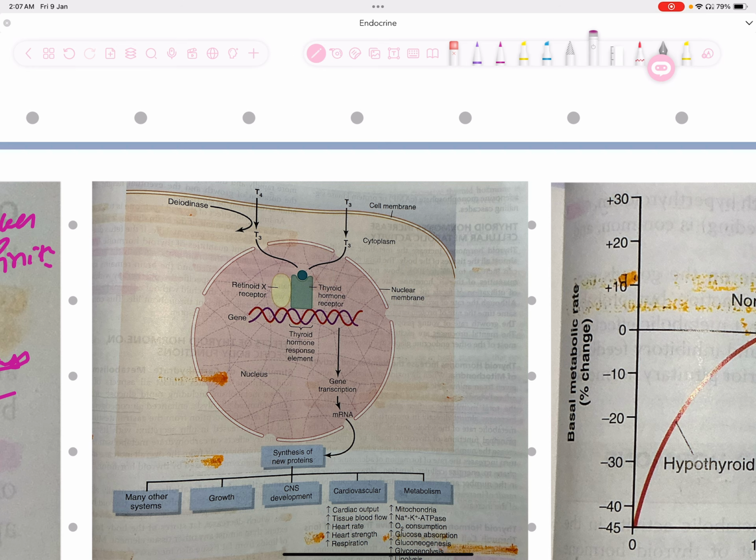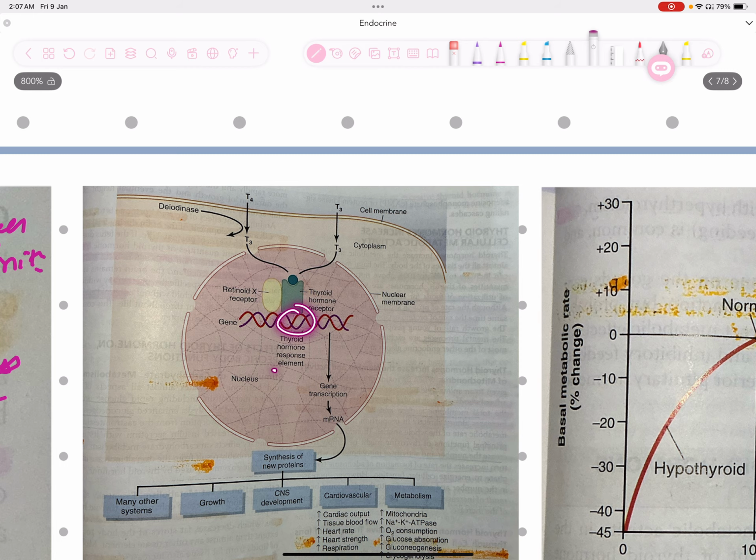Now, the thyroid hormone receptor forms a heterodimer with the retinoid X receptor, and these two form a heterodimer specifically at this point in DNA, which is known as the thyroid response element. So the thyroid hormone receptor and the retinoid X receptor form a heterodimer, and they attach to this position in DNA called the thyroid hormone response element. This is going to initiate the transcription process, and a lot of different RNAs are produced.